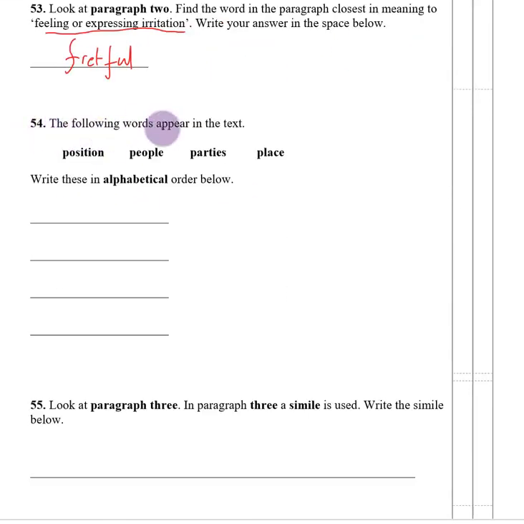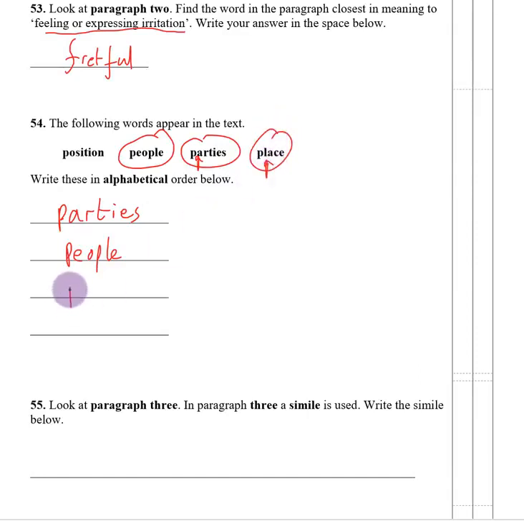Number 54, the following words appear in the text: position, people, parties, place. Write these in alphabetical order below. So they all begin with P, so we need to look at the second letter, which is an A. So the first word would be parties, then it would be E, because E comes next in the alphabet. So we've got people, and then L comes next, which would be place, and then finally we are left with position.